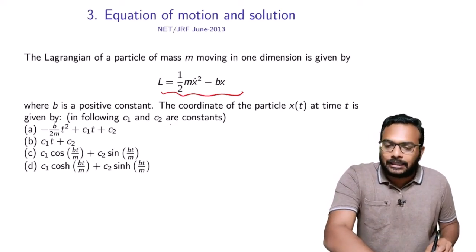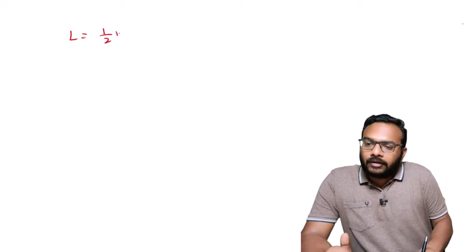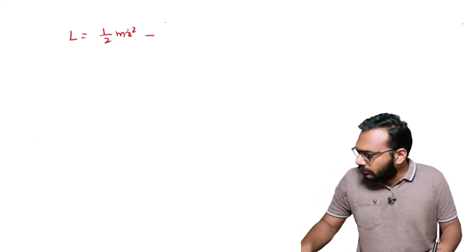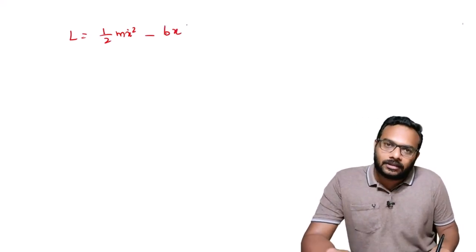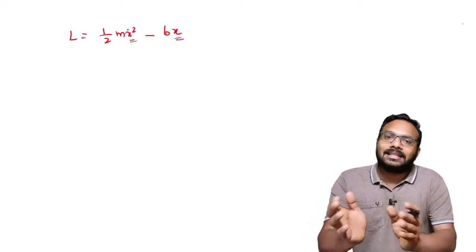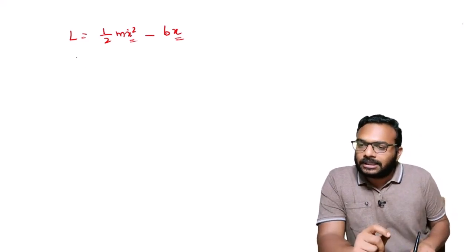What it exactly means. So let's do it. We have got L equal to half m x dot square minus bx. Now let's write down the equations of motion. We have just one coordinate here, so we'll get an equation governing the time evolution of this coordinate x.